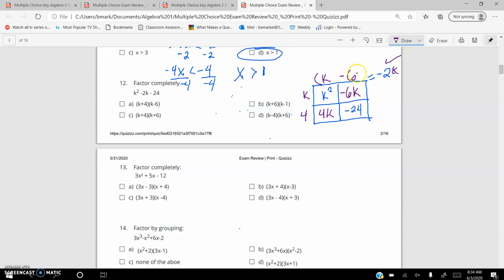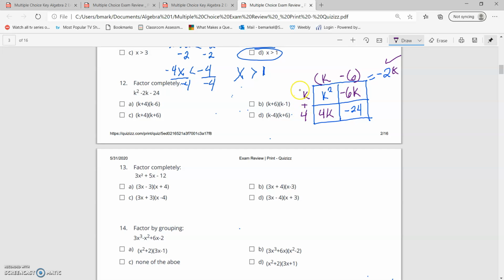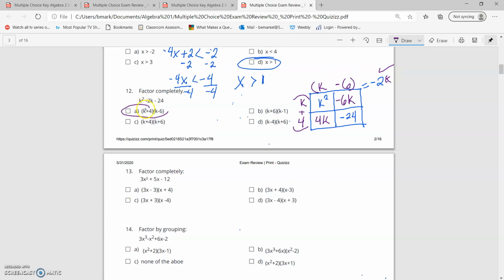So this is one parenthesis, and this is my other. So I need a k minus 6 and a k plus 4. Awesome, that looks like that's A. Alright.